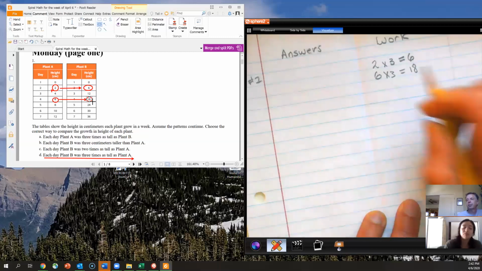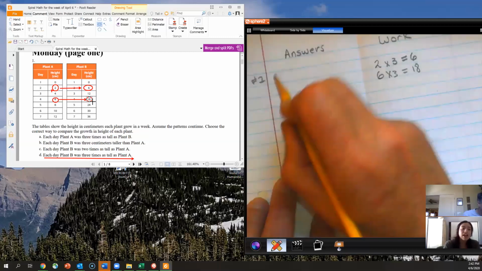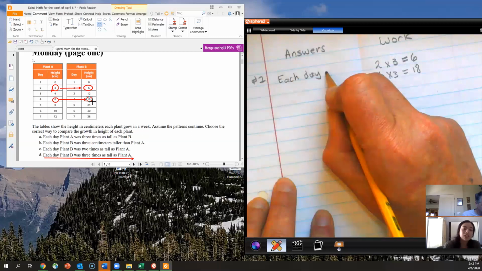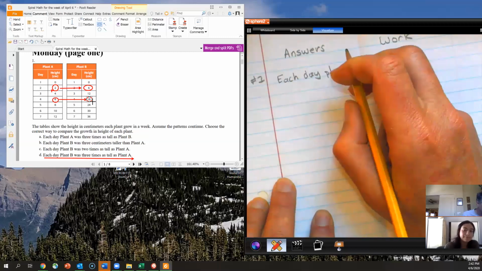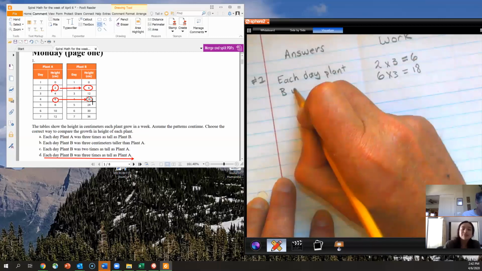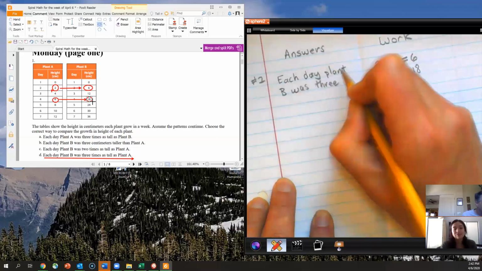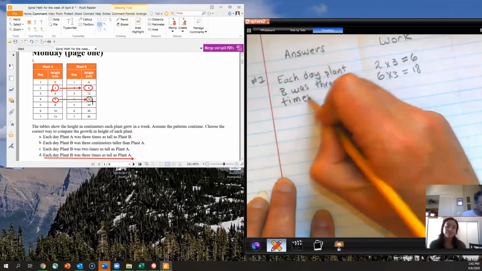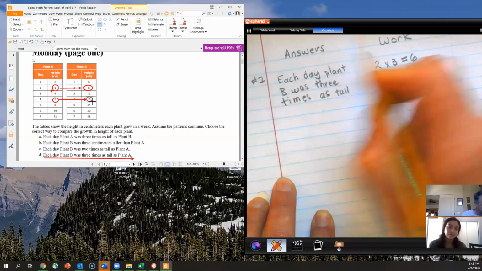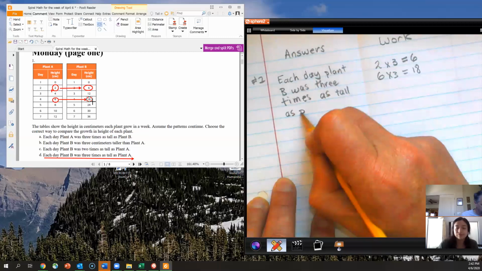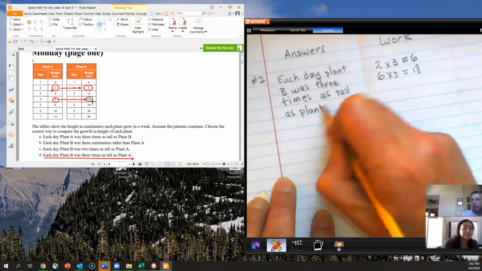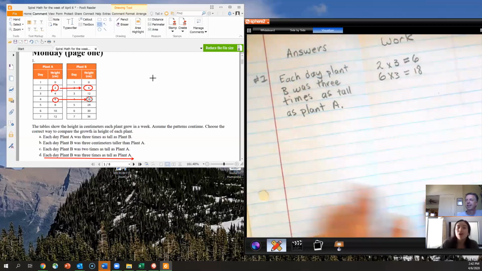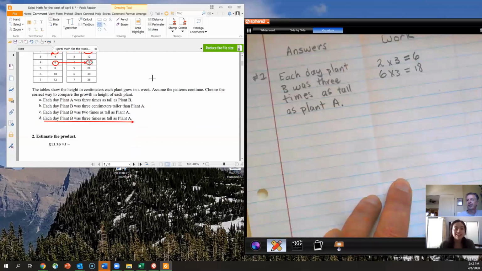And for your work, it can be your work to figure it out, just like Mr. Yates is doing. So your answer sentence should be: each day plant B was 3 times as tall as plant A. And make sure you are writing that out and not just writing the letter D. Exactly, because you're not going to know which one that was. So, all right, Mr. Yates, take it on.